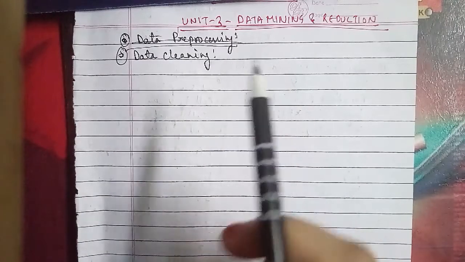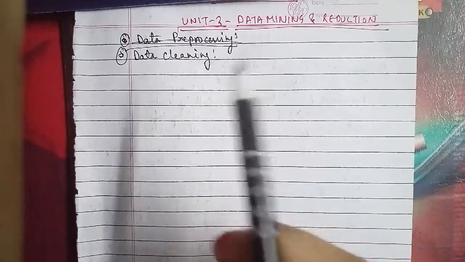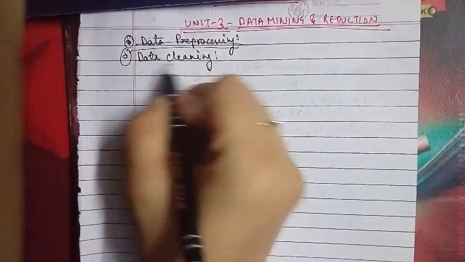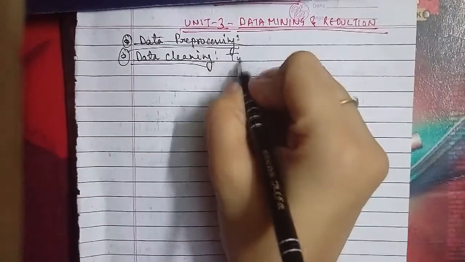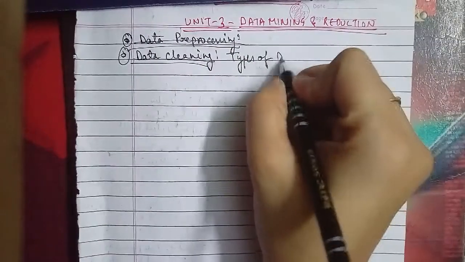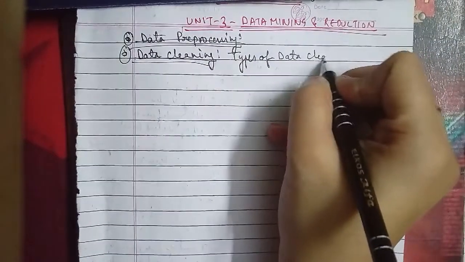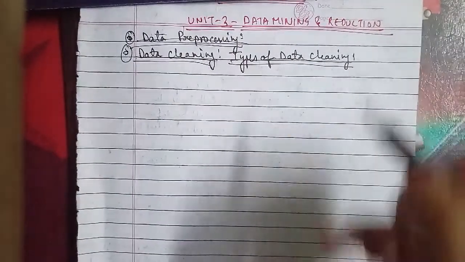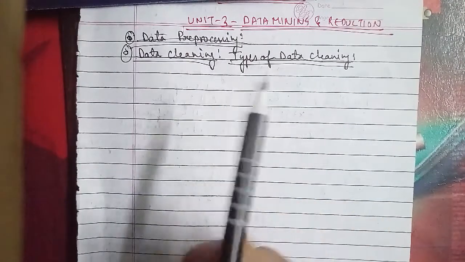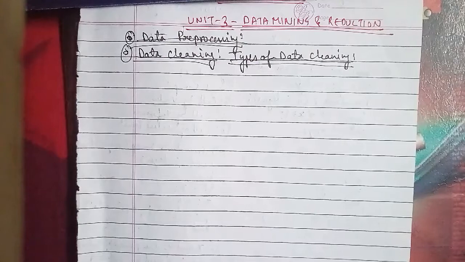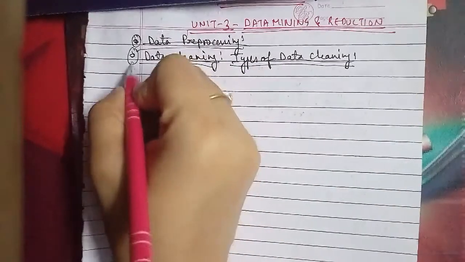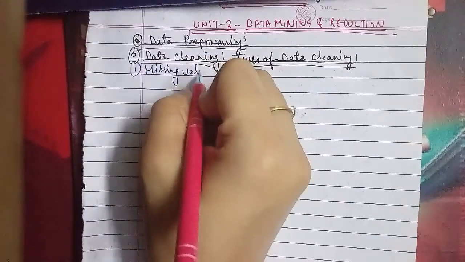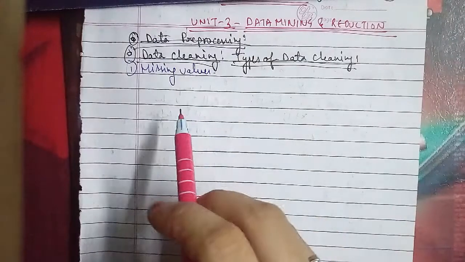Now we'll talk about the types of data cleaning. The first type is missing values. Missing values are filled with an appropriate value, and the following are the approaches to fill the value.